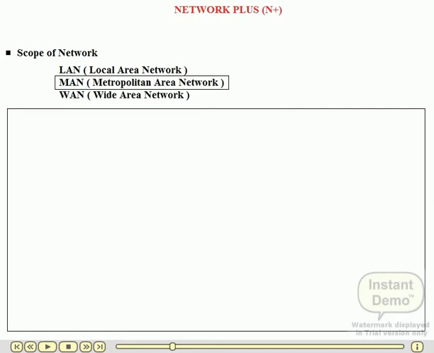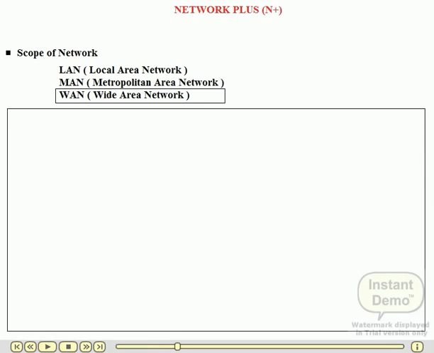Next, the MAN network. MAN means metropolitan area network. It communicates between two or more campuses and cities. If you want to connect buildings, at this time we use MAN networks.